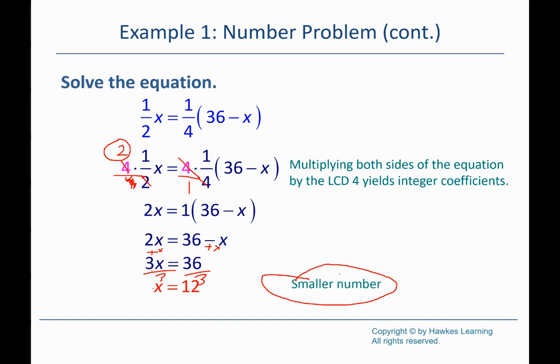So x equals 12 is the smaller number, but now how do I find the bigger number? Remember what it was? It was 36 minus x. So 36 minus x means 36 minus 12. 36 minus 12 is 24. So the larger number is 24. So my two numbers are 12 and 24. Those would be my answers.